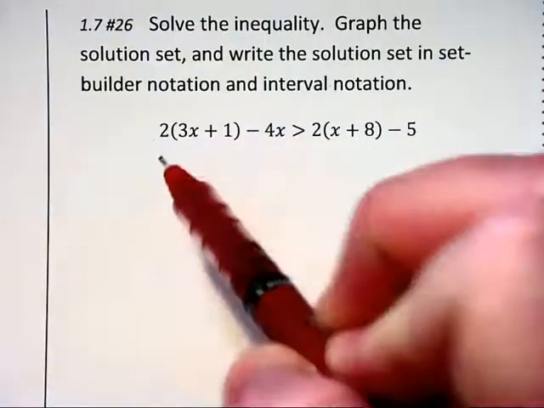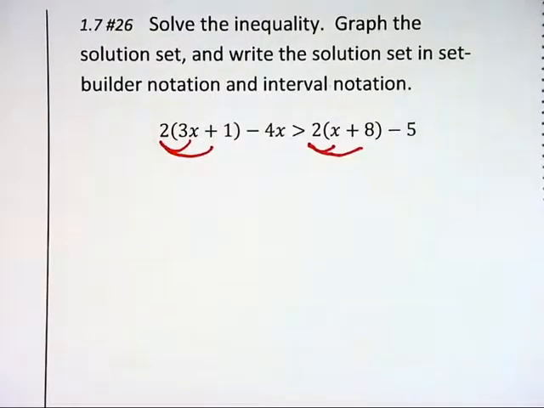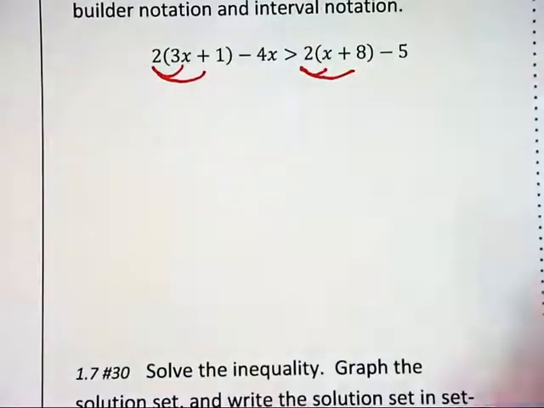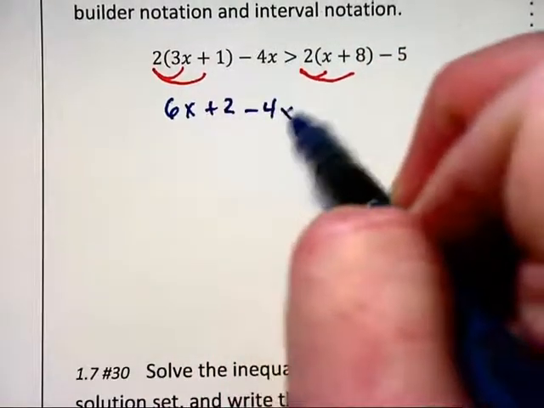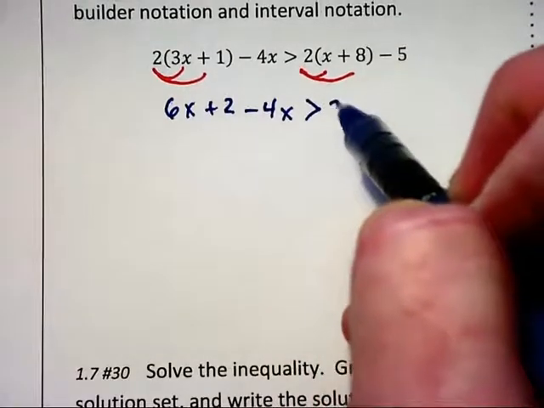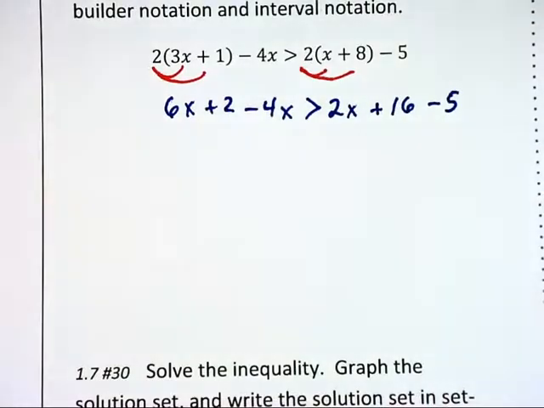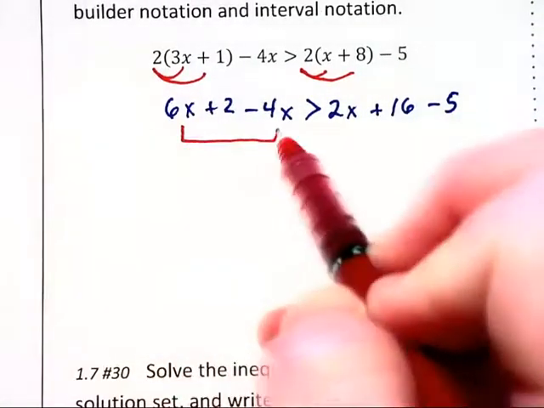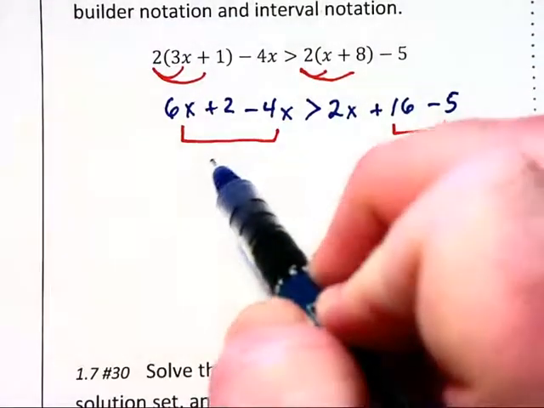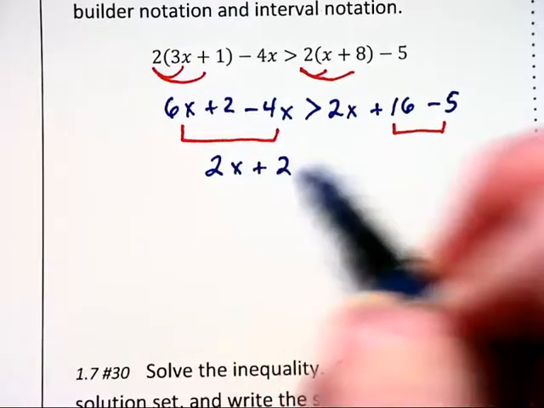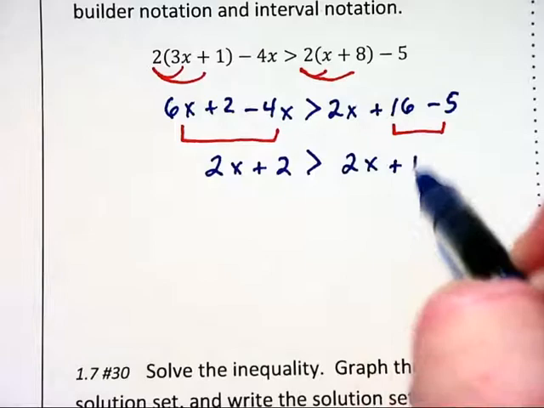Another problem. Let's begin by distributing on the left and right side of the equation. Our next line will now be 6x plus 2 minus 4x is greater than 2x plus 16 minus 5. On each side of the equation, we now have like terms that can be combined. And on the left, this gives us 2x plus 2. And on the right side of the inequality, we have 2x plus 11.